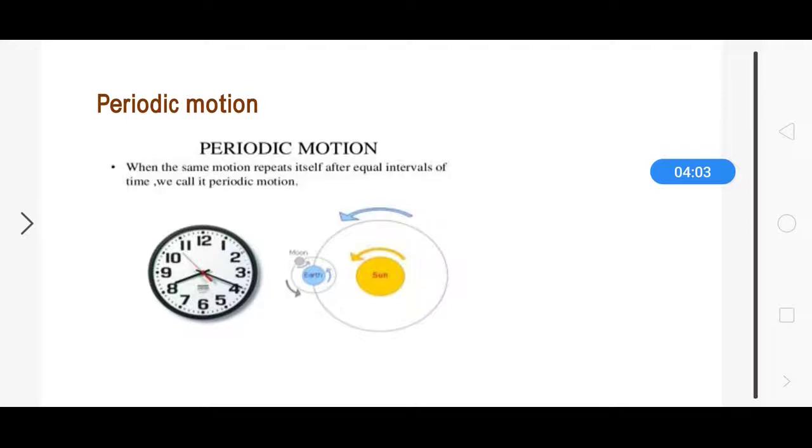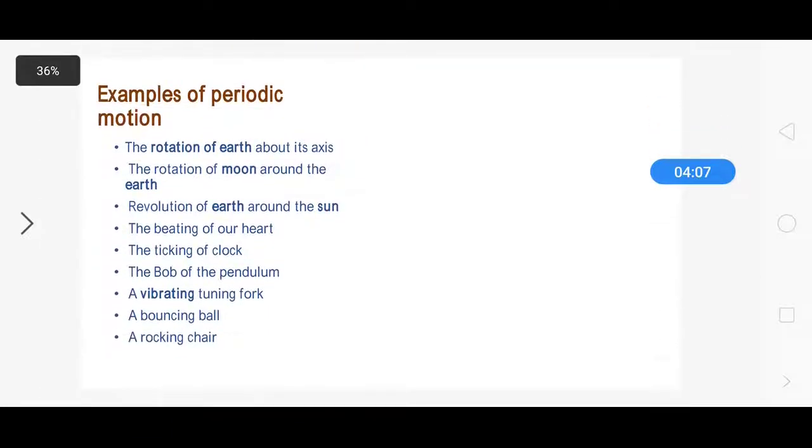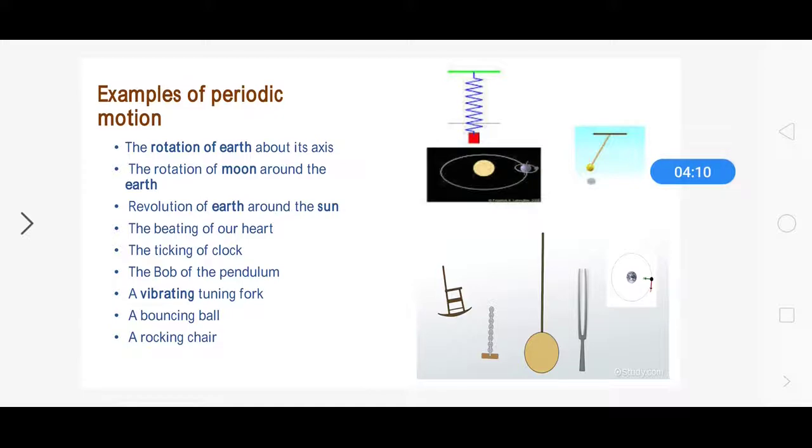Examples of periodic motion: the rotation of the Earth around its axis, the rotation of the moon around the Earth, and the revolution of the Earth around the sun. I already explained these three examples. Then the next one, the beating of our heart. The heartbeat is also periodic. Then the ticking of a clock is periodic motion.